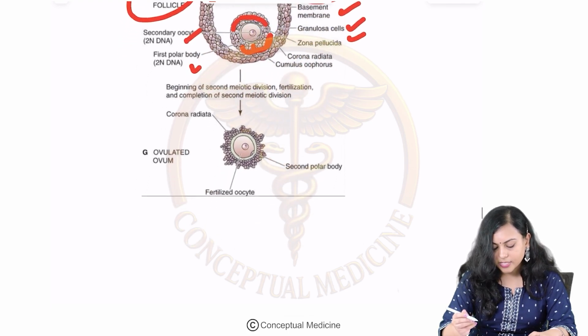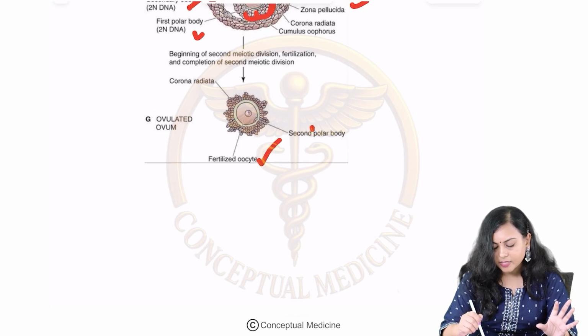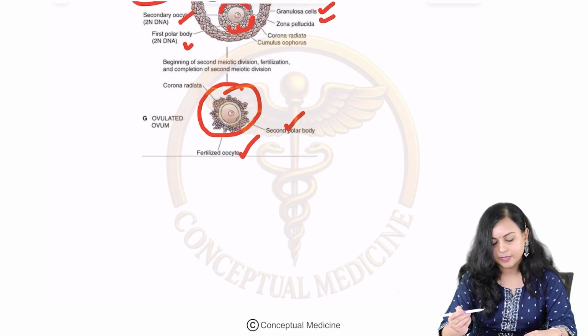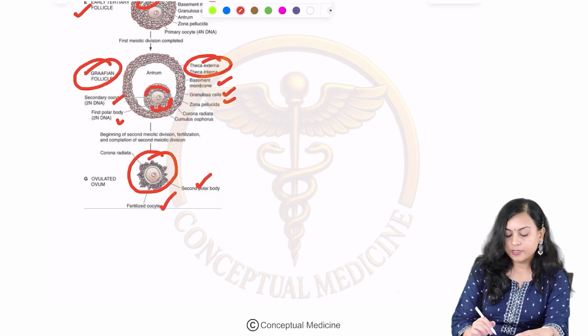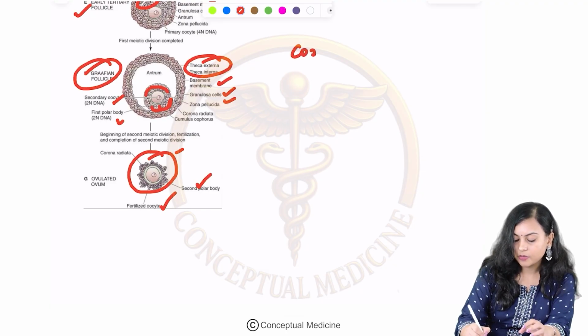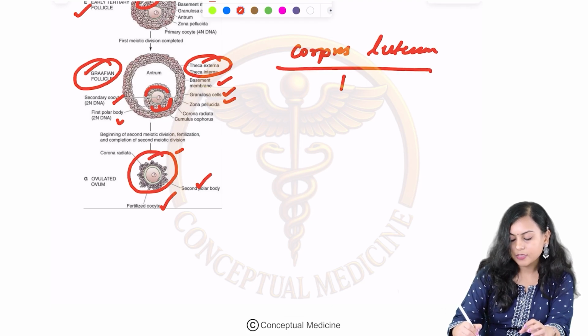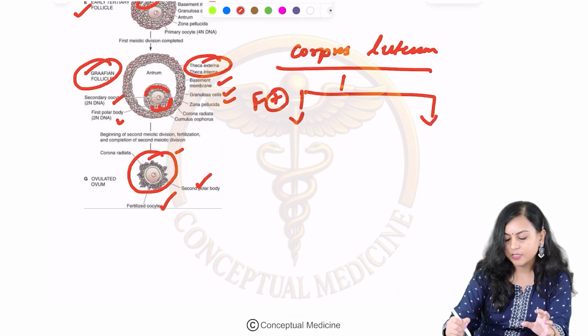Okay. So at the beginning of the second meiotic division, fertilization happens, and on completion of the second meiotic division there is a fertilized oocyte, and the second polar body will be released at that time, with the surrounding corona radiata seen. So this oocyte will be coming out. As the secondary oocyte is released, the granulosa cells left behind will be known as corpus luteum. Corpus luteum has two fates: what if the fertilization happens and what if it does not happen?